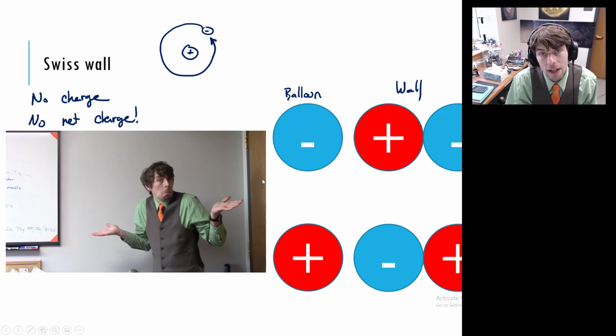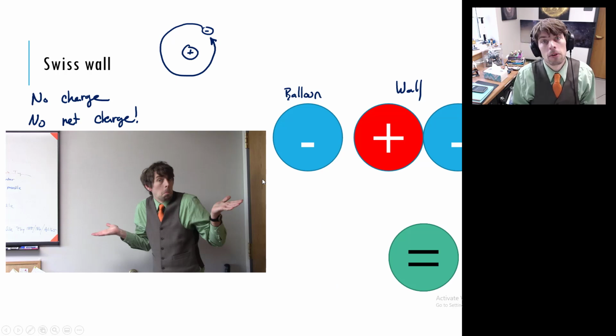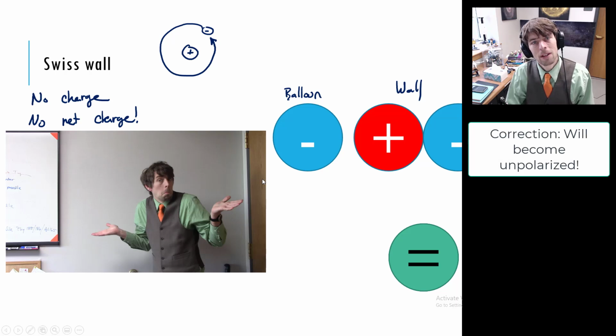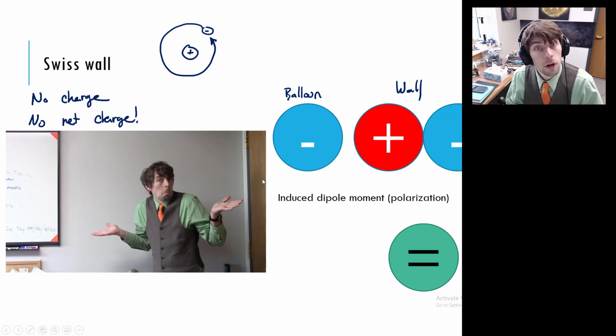This process, of course, if I move the balloon away, the wall will become neutral again. So this is not a permanent separation of charges. This is a temporary separation of charges. And so you could call this an induced polarization, or if you prefer, an induced dipole moment. That's more the technical term that will make more sense later.